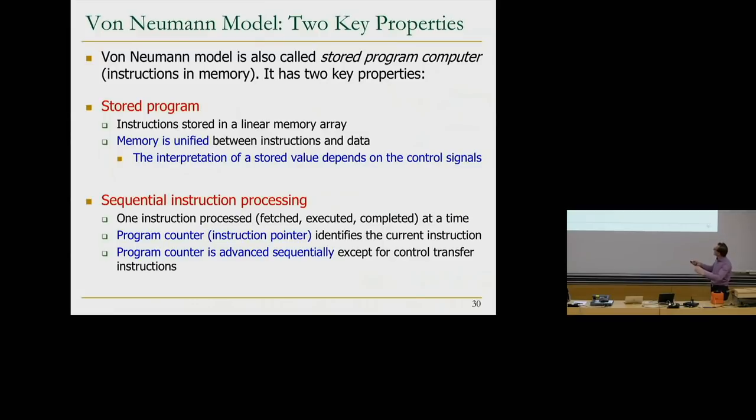What does that mean? Program counter is incremented, so that you go to the next sequential instruction. So as I said, a program counter identifies the current instruction. Program counter is advanced sequentially to the next instruction, unless you've explicitly inserted an instruction that says you should go to some other location in the program. Now, why might you want to do that? Because you might want to branch, right?